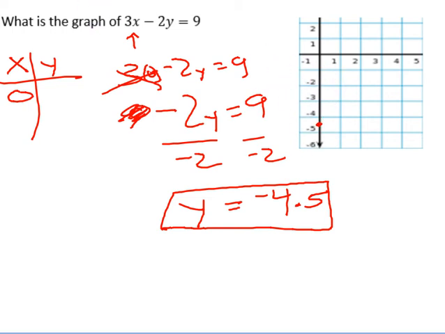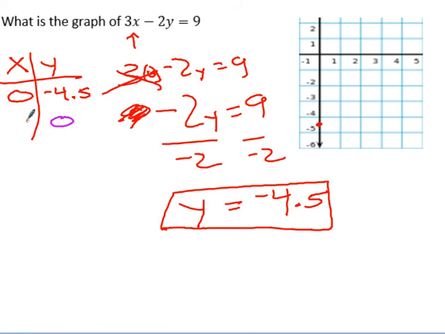That's the y-intercept, so I have one point. I still don't even know the slope of this line. What I've figured out is that when x is 0, my y is negative 4.5. What I can also do is the same thing for when y is 0. Whenever y is 0, that's the x-axis, so that's going to give me the x-intercept, which tells me where this line crosses the x-axis.